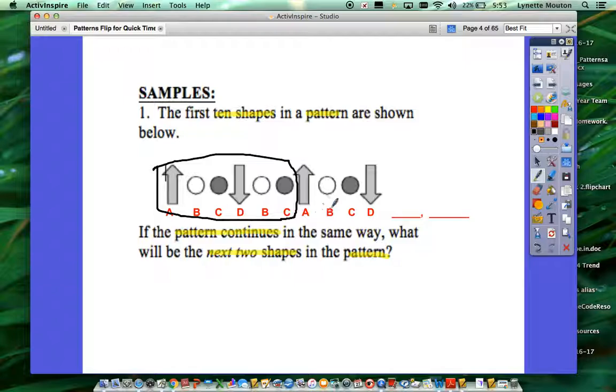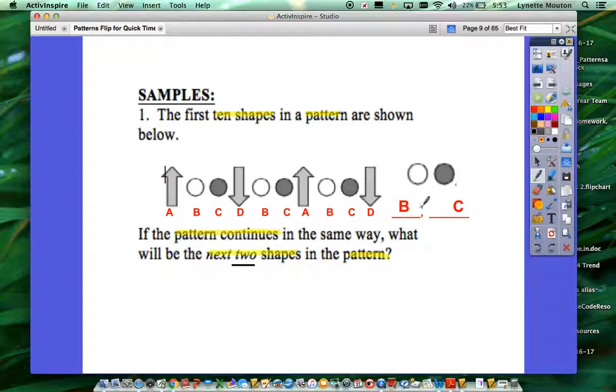So now they want to know the next two, so let's look and see what the pattern does. So it goes A, B, C, D. We look for the next two, which would be B and C, which are represented by the open white circle and the shaded circle. So those are the next two objects or shapes in the pattern. Don't forget to use letters to make it simpler so that you can tell exactly what's going on in the pattern.